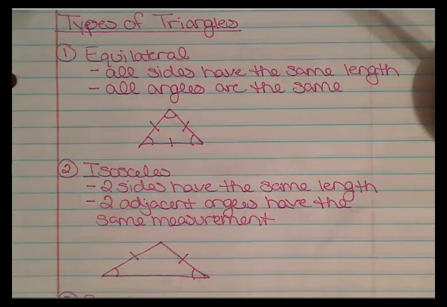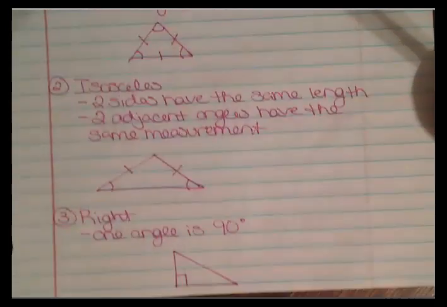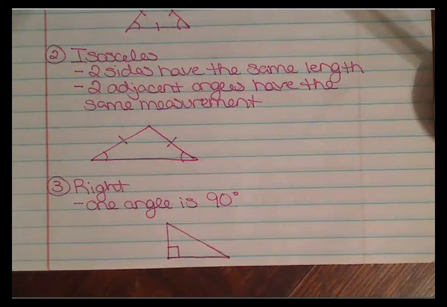Alright, the third type of triangle is known as a right triangle. The distinguishing feature on these is that they have one angle that is 90 degrees, and that's the angle that has the little box in it, and that's how you mark a 90-degree angle, with that little box. The sides aren't the same, but they do have a right angle.